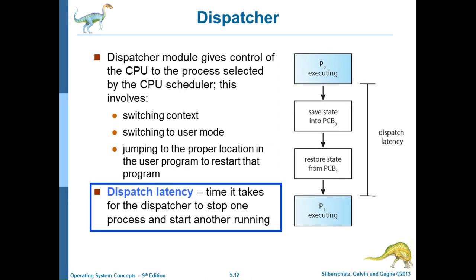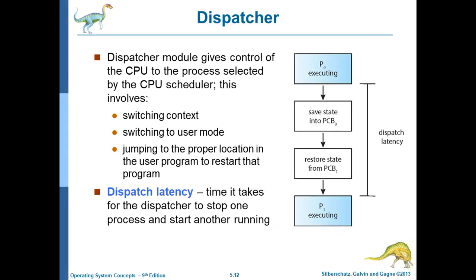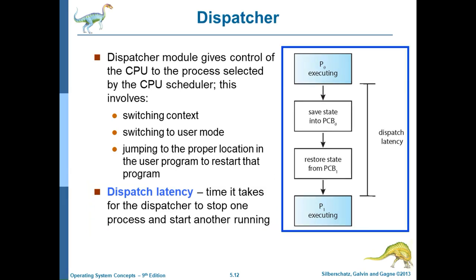Dispatch latency is the amount of time it takes for the dispatcher to stop one process and start another. It is important to minimize dispatch latency because high latency can cause noticeable delays for users and make the CPU less efficient. The diagram in the slide shows an example of dispatch latency.